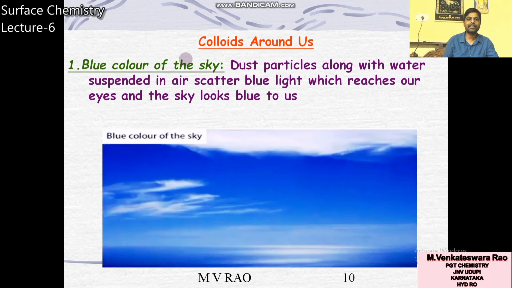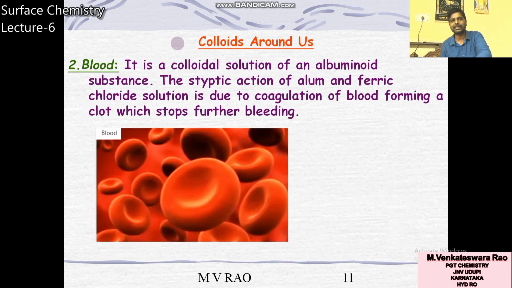Next, the last topic: colloids around us. You know the blue color of the sky. Dust particles along with water suspended in air scatter blue light, which reaches our eyes, and the sky looks blue to us. This is scattering, the Tyndall effect. So this is one colloid: the blue color of the sky.